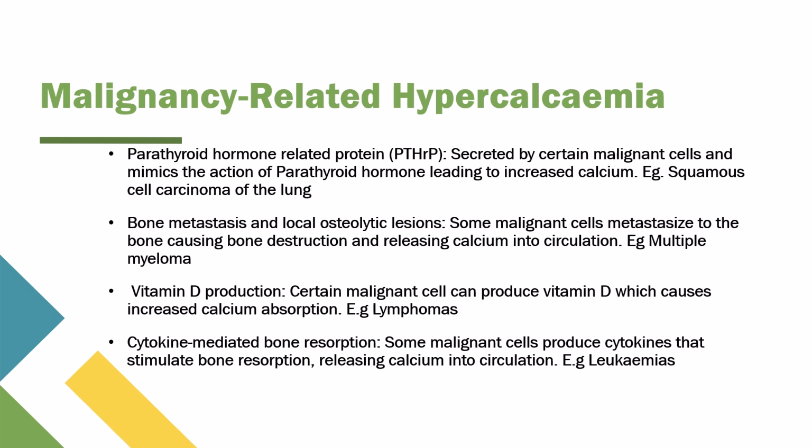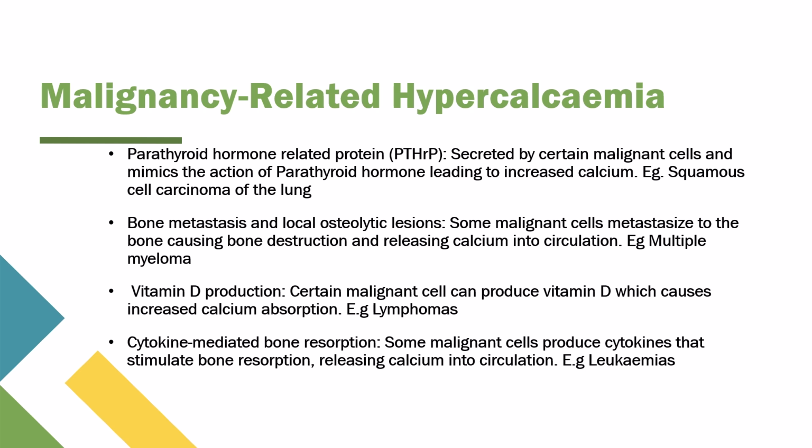Secondly, certain malignancies cause extensive metastasis to the bone or a primary osteolytic lesion, which can cause bone destruction and release a large amount of calcium in circulation. And a very good example is the multiple myeloma.